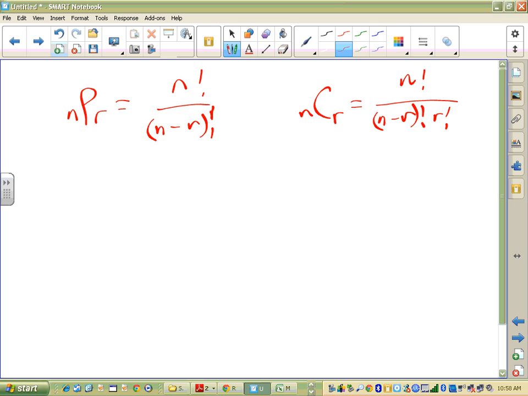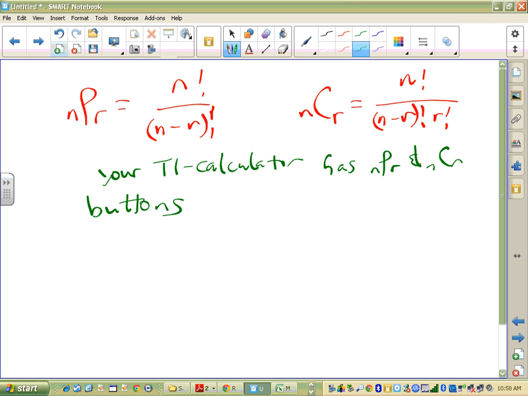Well, you don't need to use the factorials because your calculator's got these buttons. Your TI calculator has nPr and nCr buttons. Notice I said your TI calculator. I didn't say just your Inspire. I didn't say just your 83. I said your TI calculator. The TI-30 does this as well. The Inspire does this differently than the 83 and the 84, so depending on what calculator you're using, you want to pay attention as we move on in this.